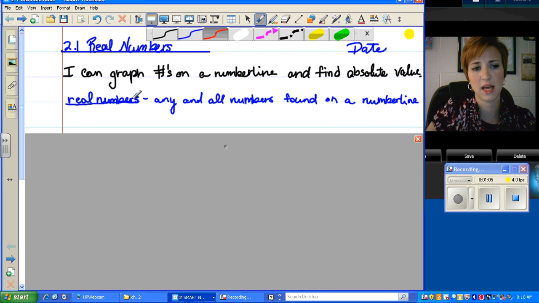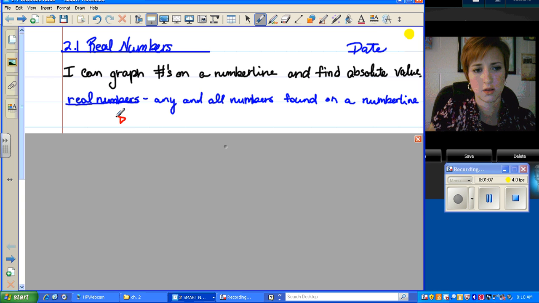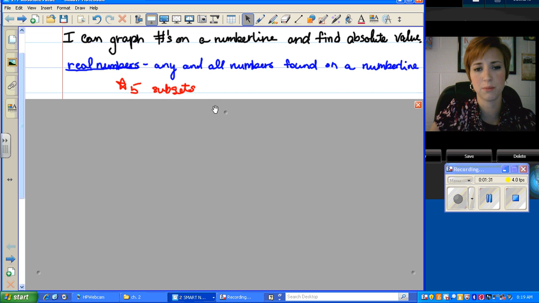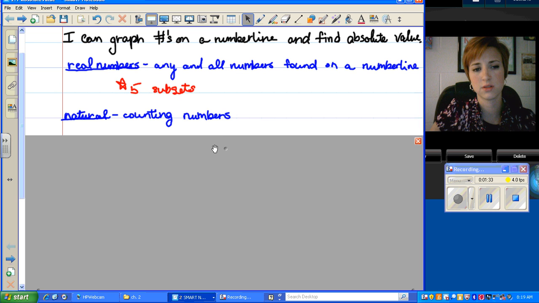And real numbers have 5 subsets. Okay? So the 5 subsets are just groups within that big group. So the smallest group within real numbers is our natural numbers, and we call those our counting numbers.